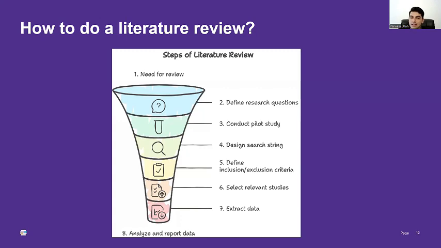The third point is conducting a pilot study. Fourth one is designing a search string. Fifth one is inclusion and exclusion criteria. And sixth one is selection of relevant studies. Seventh one is extraction of data. And lastly, we need to analyze and report data. Now, I went a bit quickly on these points because next we are going to deep dive into each of them. But how do we do each of them?